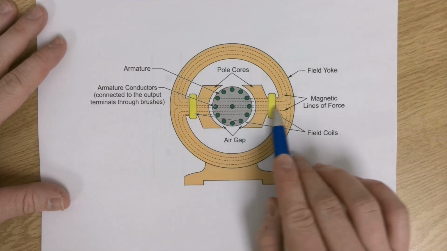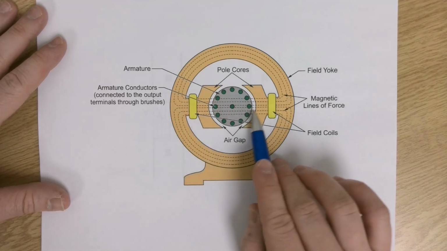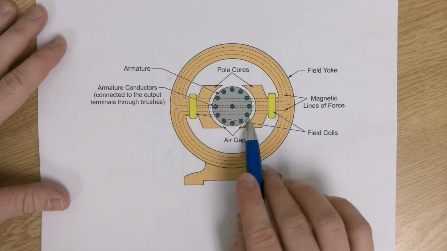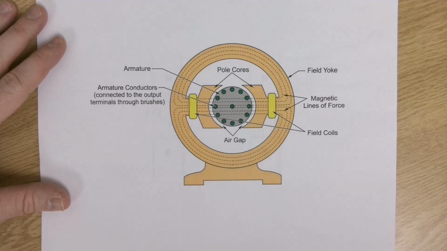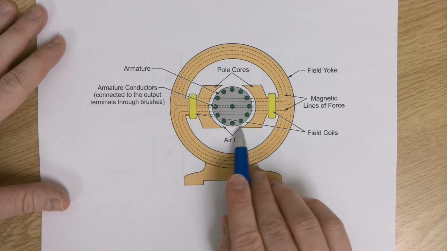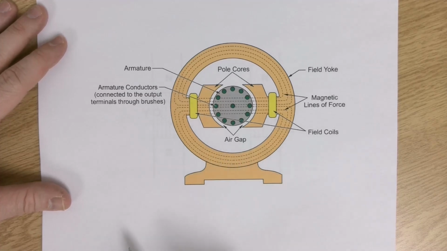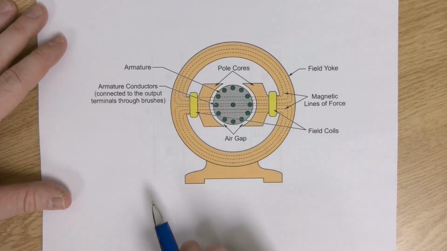Now, the magnetic lines of force are going to want to travel throughout the frame of this generator because they don't like to travel in air. They want the path of least resistance. And this air gap is kind of a part of the magnetic circuit. I believe your module has it as the magnetic circuit or a part of the magnetic circuit.